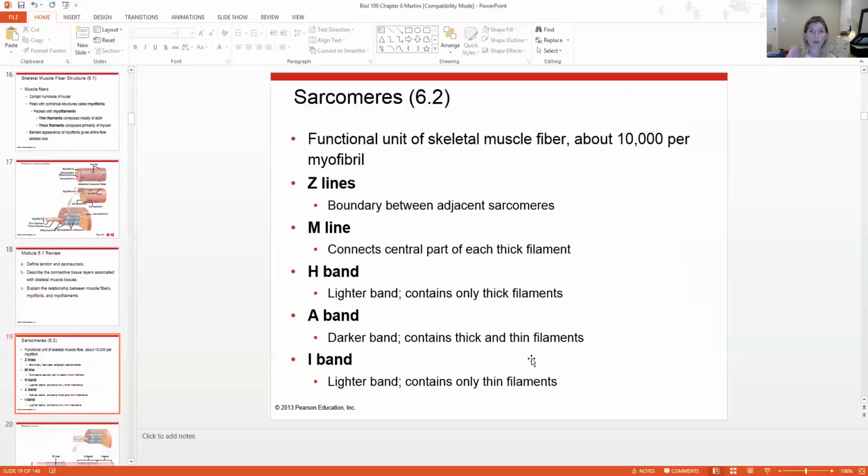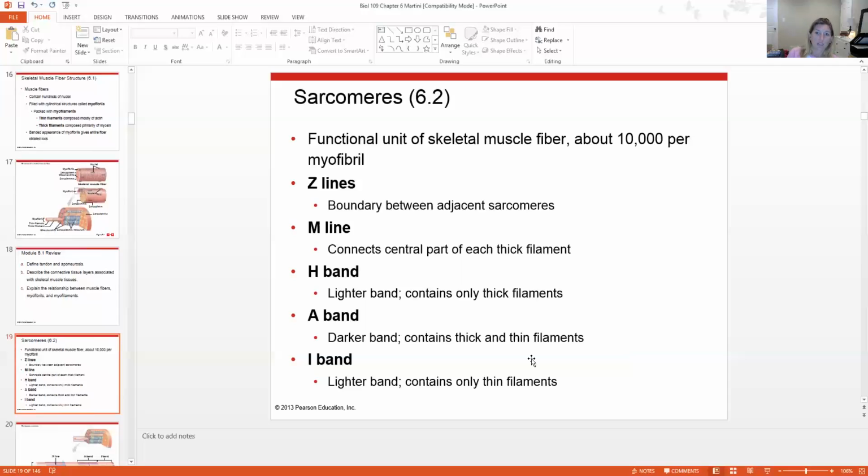So let's talk about sarcomeres. A sarcomere is a functional unit within that muscle fiber. This is the actual contractile unit. It's made of those thick and thin filaments. So sarcomeres make up myofibrils. Wow, a lot of vocabulary. Go back and re-listen to it if you need to. Sarcomeres make up myofibrils. Myofibrils are the filaments inside a muscle fiber.